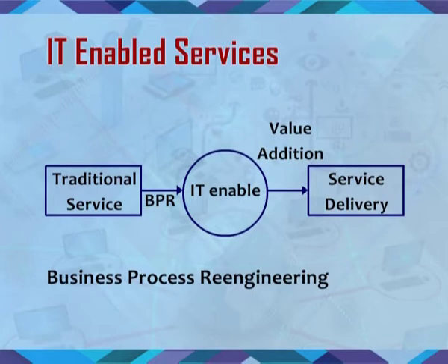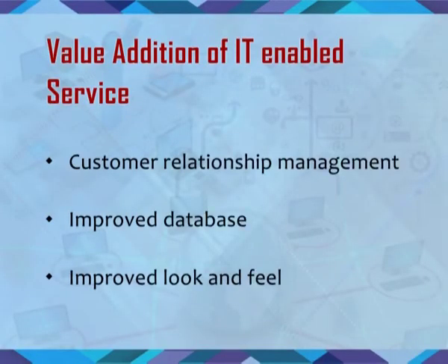Information technology that enables the business by improving the quality of service is information technology enabled service. ITES is the acronym for the term information technology enabled services. So, this is the diagram which shows the information technology enabled services, which consist of traditional services, IT enablers and service delivery, in which business process re-engineering and value addition has been done. The most important aspect is the value addition of information technology enabled service. The value addition could be in the form of customer relationship management, improved database, improved look and feel, etc.